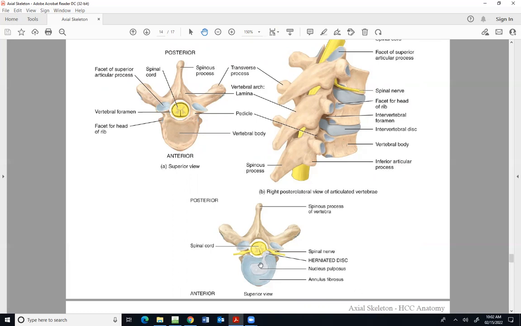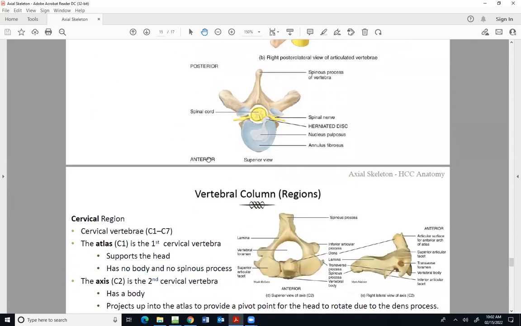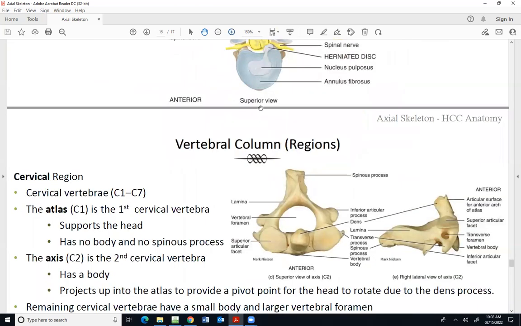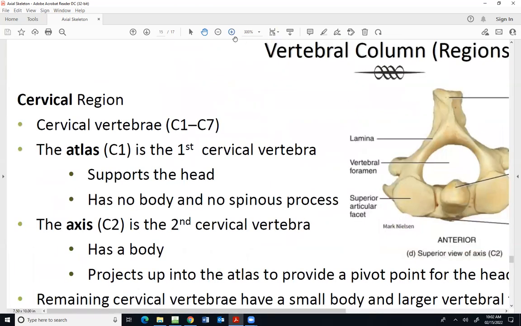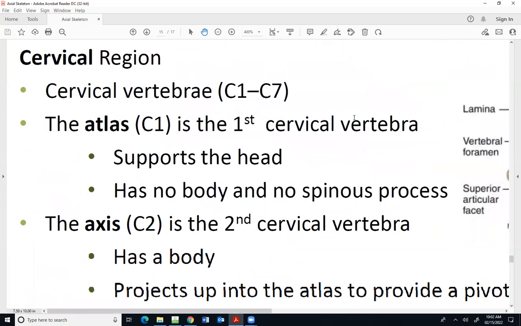As far as the bottom image goes, though, you don't need to worry about it. It's just the top two. All right, now that we've got an idea of how those vertebrae are similar, let's talk about how they're different.